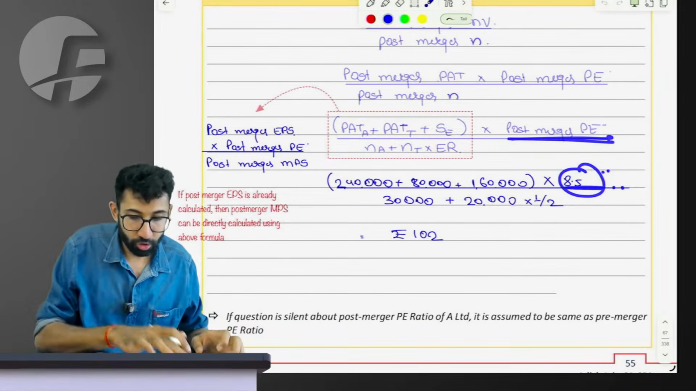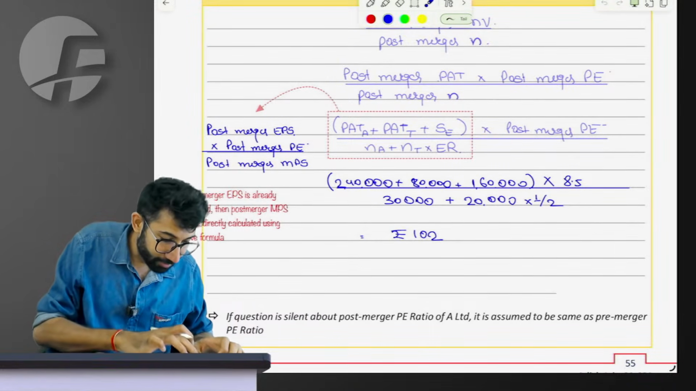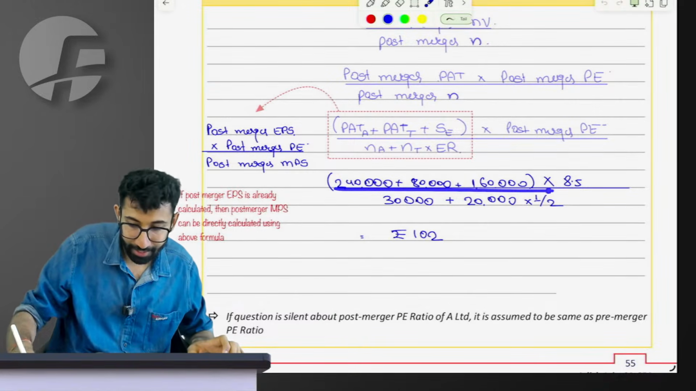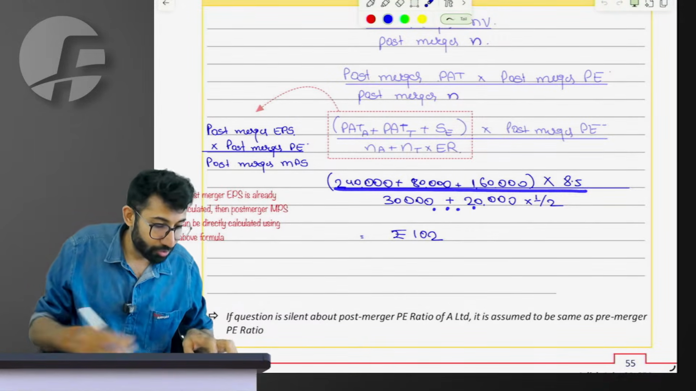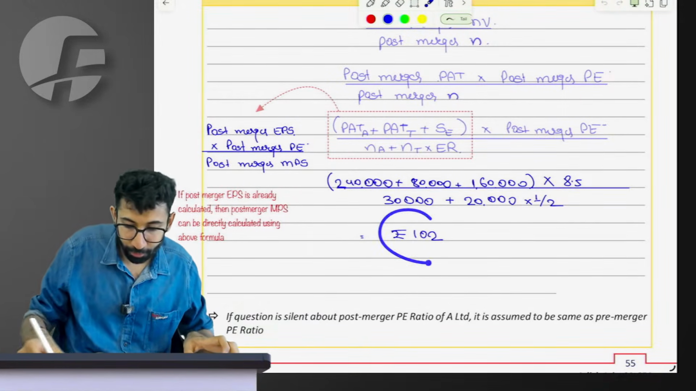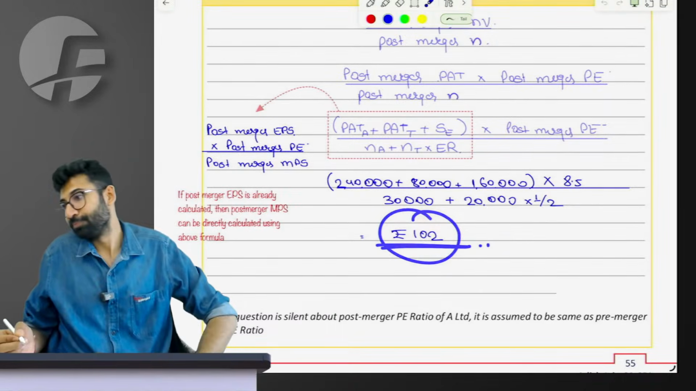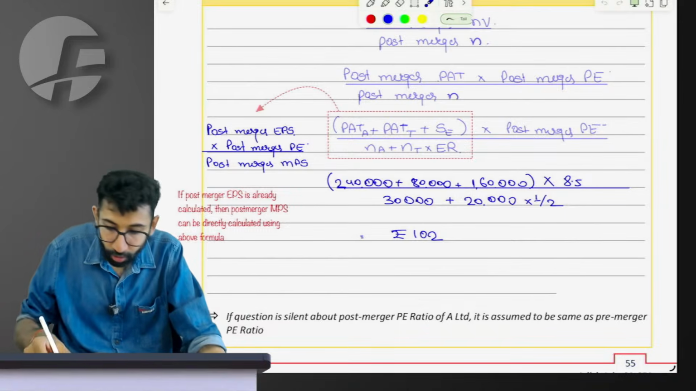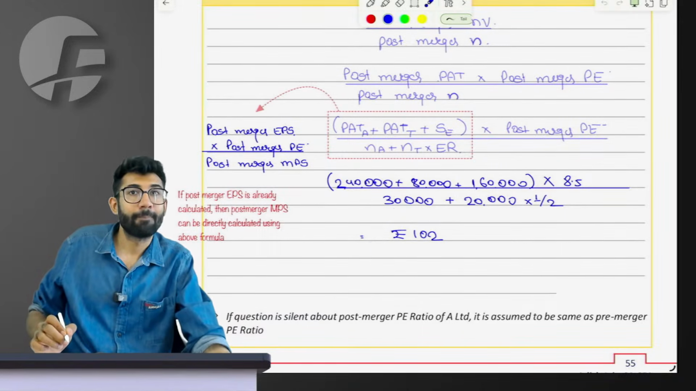Then how much is the post-merger market value? 2,40,000 plus 1,60,000 plus 80,000 into 8.5 gives me 40 lakhs 80,000. This total value is distributable to 40,000 share. Give me the post-merger MPS of 102. Are you all, everyone in the class, agreeing to what I'm saying? Yes.